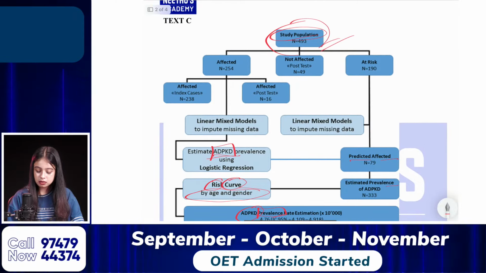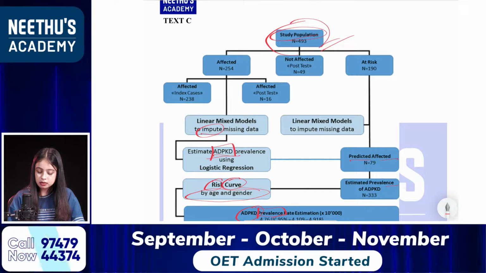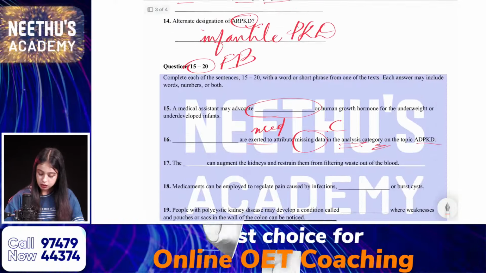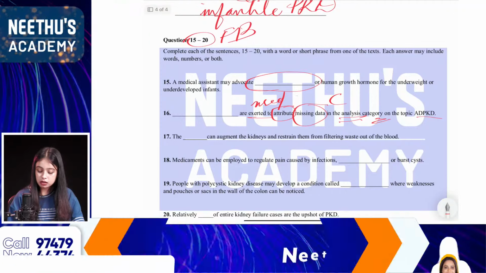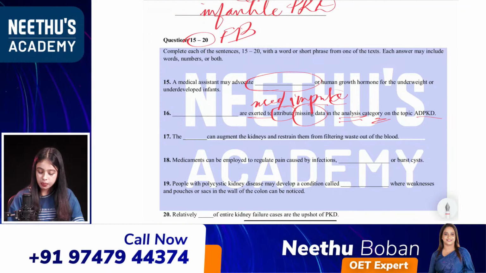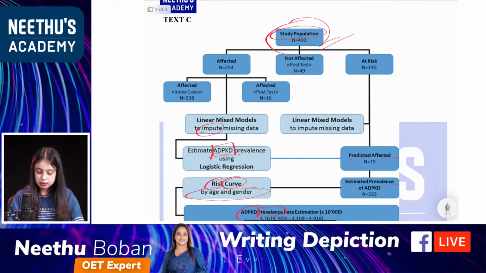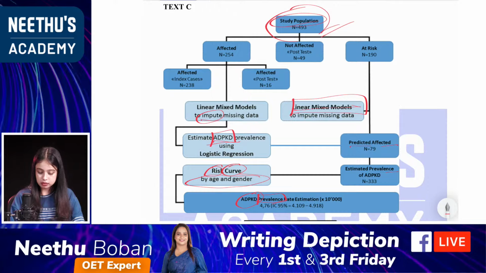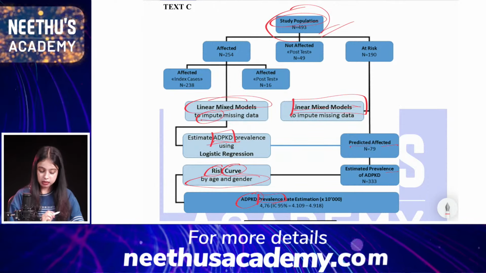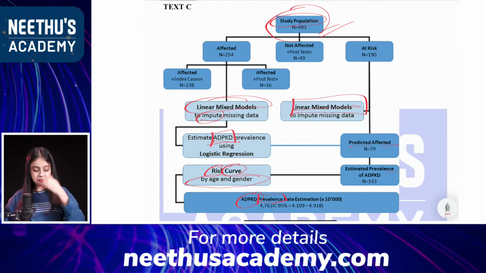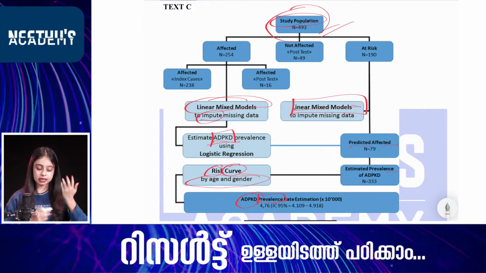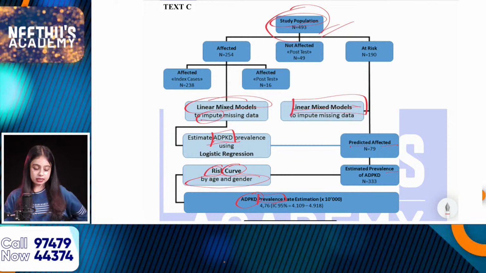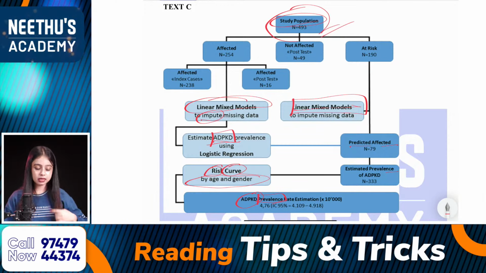Impute is the keyword from the question; it is attribute here, that's impute. So the answer is linear mixed models. Linear mixed models is the correct answer. A lot of correct answers. Yes, it's clearly mentioned here.